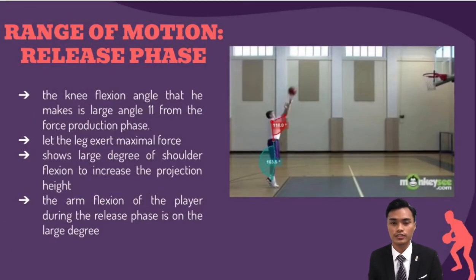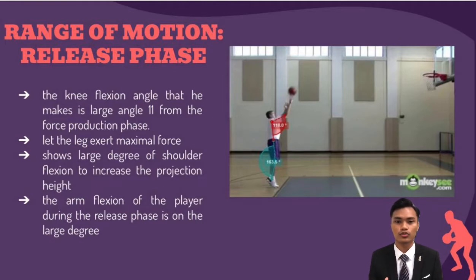Last range of motion, which is the release phase. This phase focuses on the force exerted by the muscle to perform a precise basketball shot. We can see from the player's performance that the knee flexion angle he makes is a large angle from the force production phase. It is to let the leg exert maximal force.